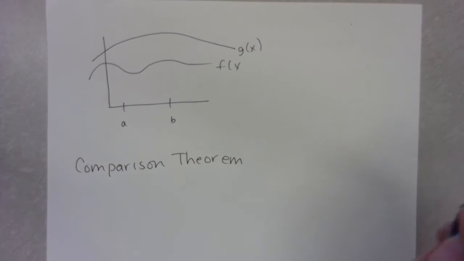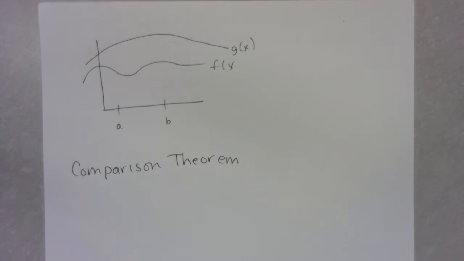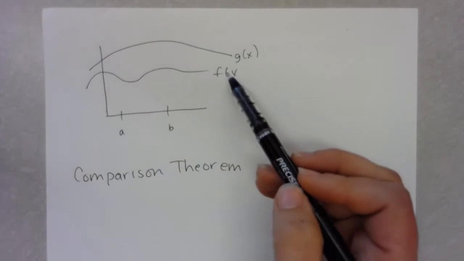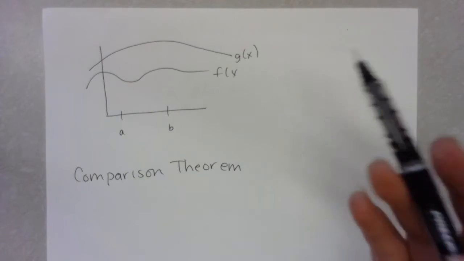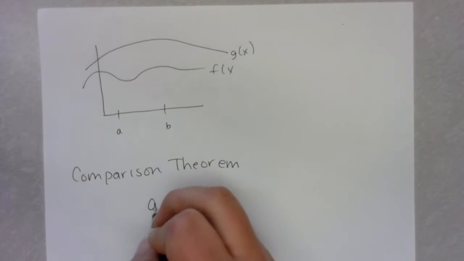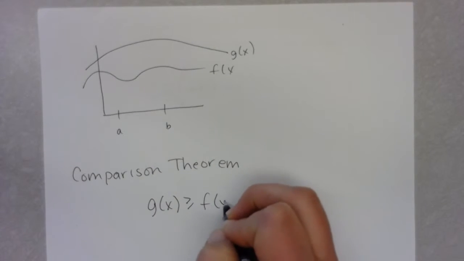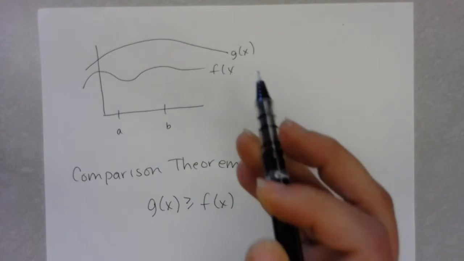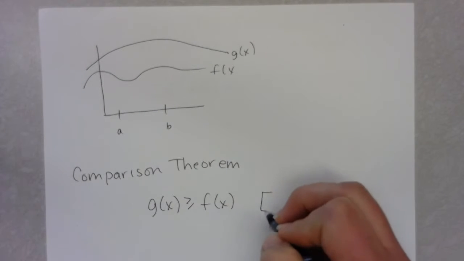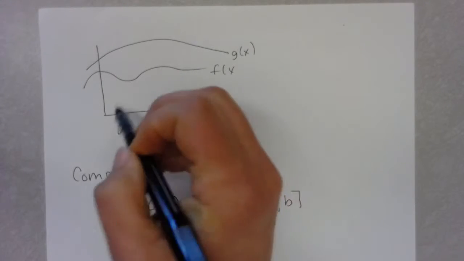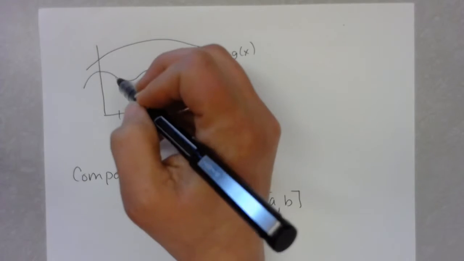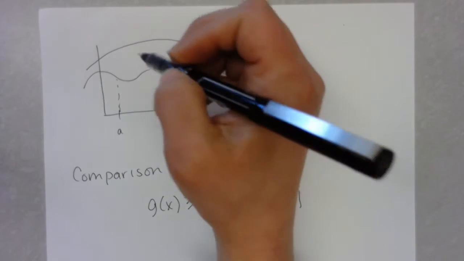Okay, so we also have the comparison theorem. So I have this f and I have this g, and I know that g of x is greater than f for all x between a and b, at least. It looks like it goes further than that, but we'll specifically talk about a and b here.